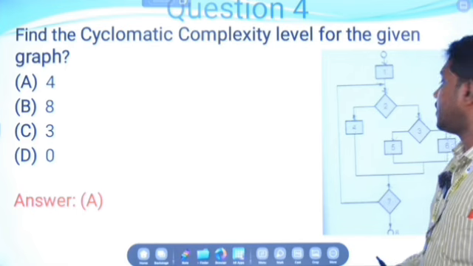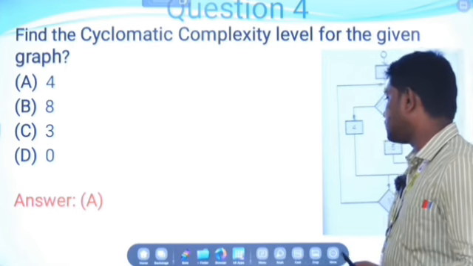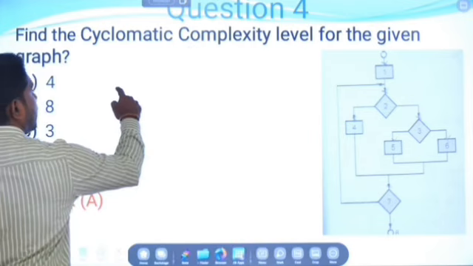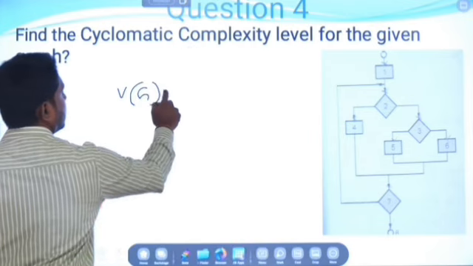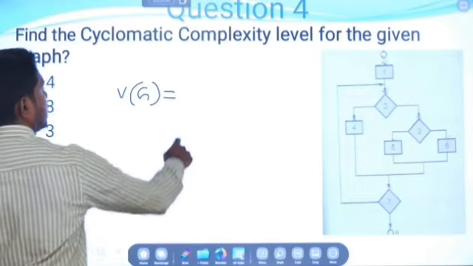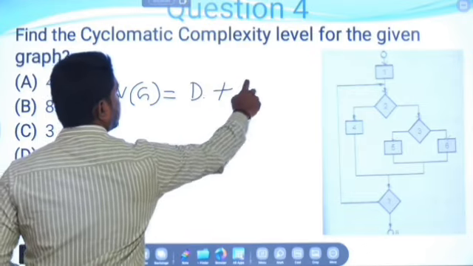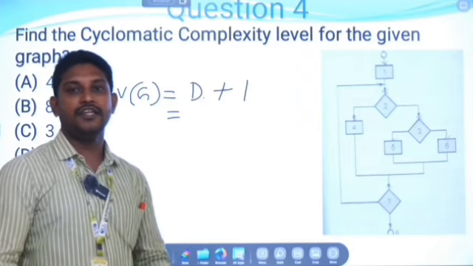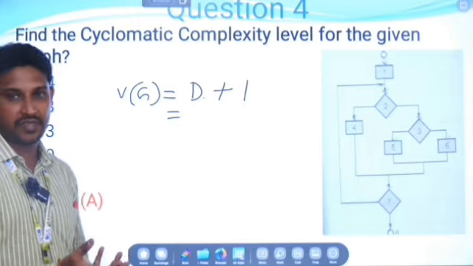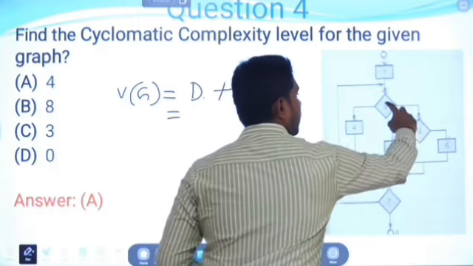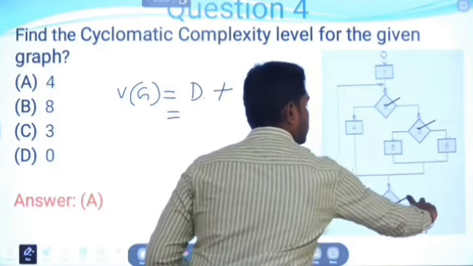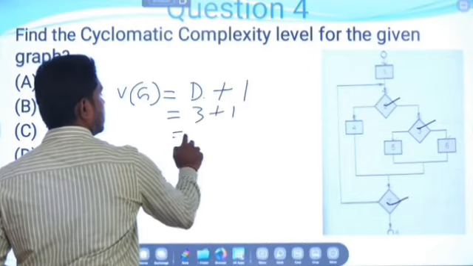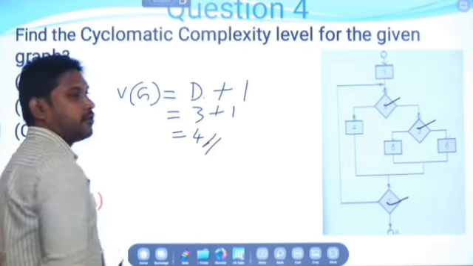Next, we have to find the cyclomatic complexity. As you all know, the first formula is V(G) equal to the number of simple decisions plus 1. The number of simple decisions is the number of conditions, and a condition means a diamond shaped symbol. So how many diamond shaped symbols are there? 1, 2, 3. So there are 3 diamond shaped symbols. So 3 plus 1 is equal to 4 according to formula 1.